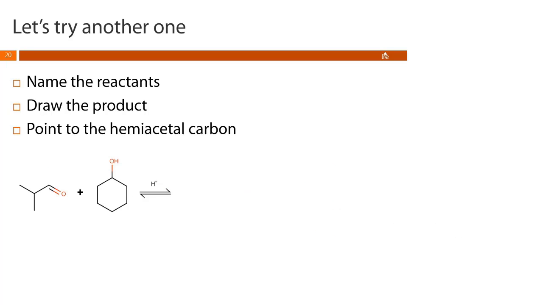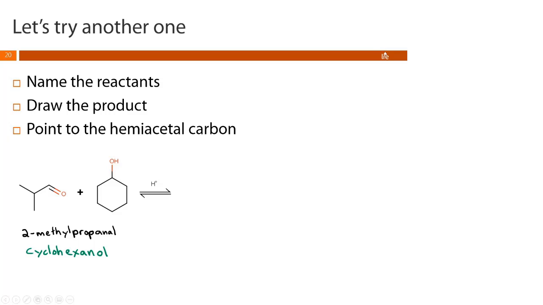Okay, now that you have a brief crash course into hemiacetal and acetal synthesis, let's see if you can do an example on your own. So go ahead and pause this video, give me a name for the reactants, draw the hemiacetal product, and point to the hemiacetal carbon. Okay, let's see what you came up with. So our carbonyl reactant is an aldehyde with a methyl substituent at position 2, so this would be 2-methylpropanal. And our alcohol has 6 carbons in a ring, so this would be cyclohexanol.